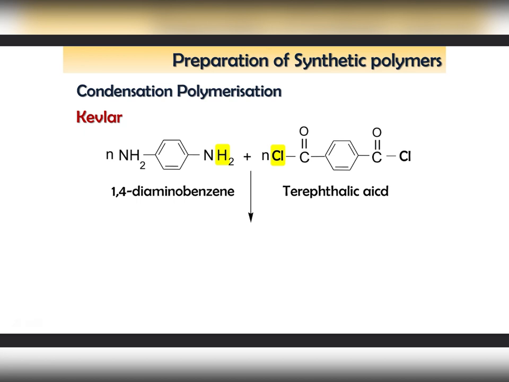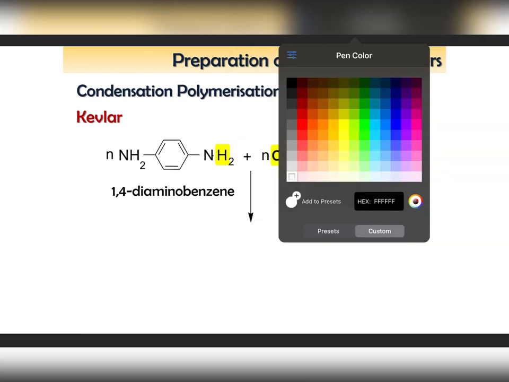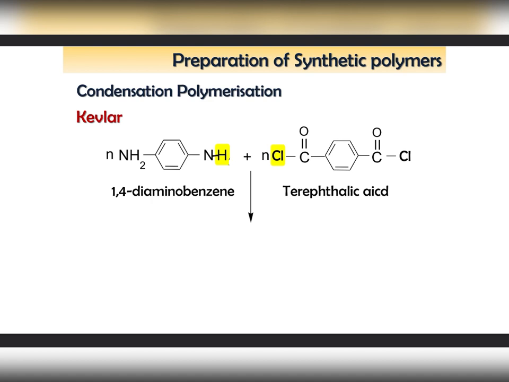Kat sini, it is from 1,4 diaminobenzene. So you have amino group at each end. So ini tak ada masalah. You can remove H from this side. Okay, so from this side, kamu boleh. Right, so you can remove hydrogen daripada amine ni, diaminobenzene. Okay, so this one dia akan buat bond dengan this terephthalic acid.